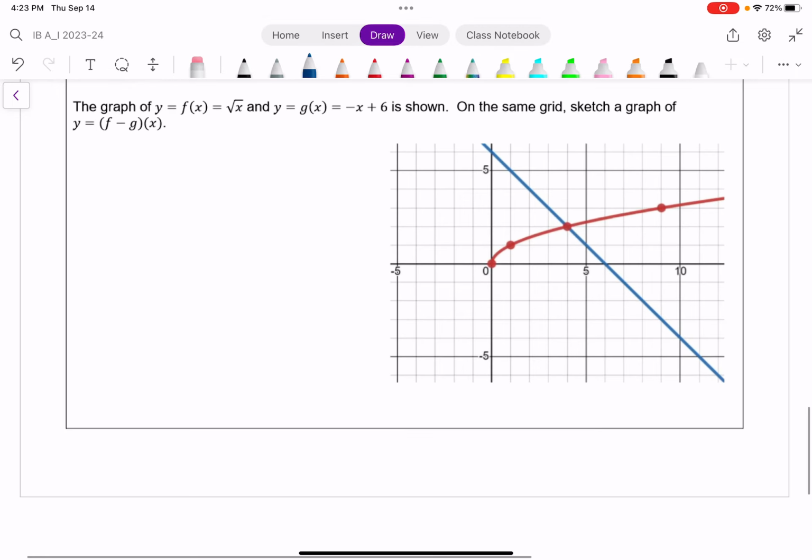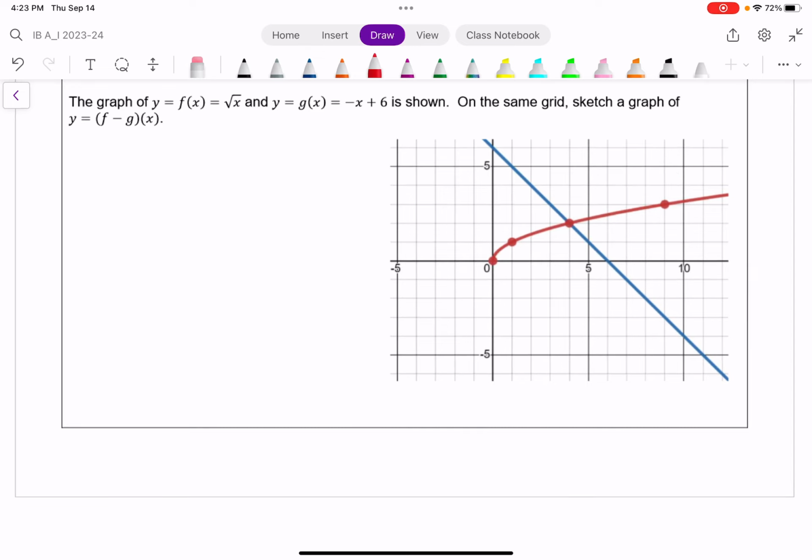Last one, I have the graph of two functions. I have f of x, which is root x, which must be the one in red. And I'll label it this. And I have g of x, which must be the one in blue. All right, on the same grid, I want to sketch a graph of f minus g of x.